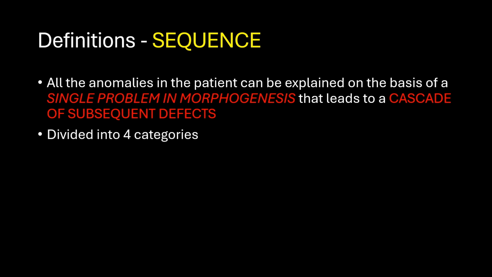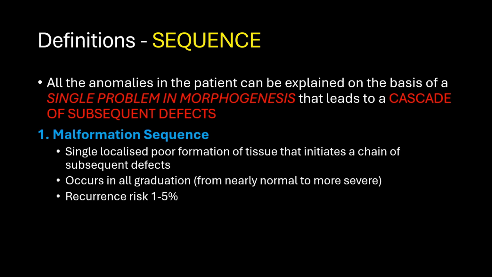Before understanding that, we need to know that the sequence has been divided into four categories. If we understand all those four categories, we understand sequence altogether. So what is the first category? The first category is malformation sequence. What is meant by a malformation sequence? The malformation sequence refers to a single localized poor formation of tissue that initiates a chain of subsequent defects. That means there is initially a single localized poor formation of tissue. This single localized poor formation of tissue initiates a chain of events which leads to development of subsequent defects.